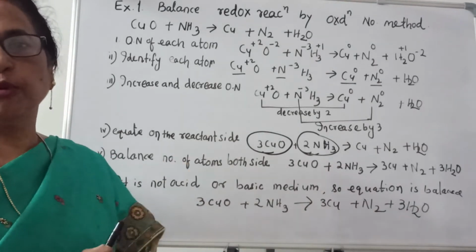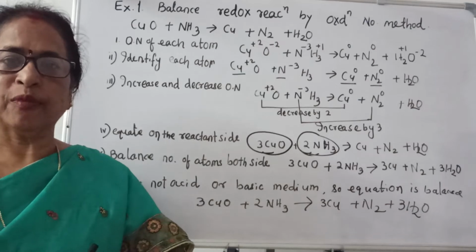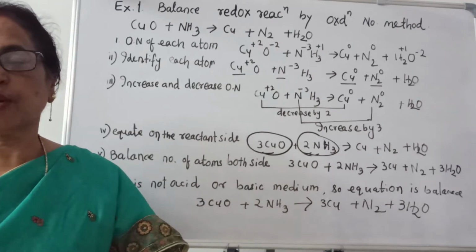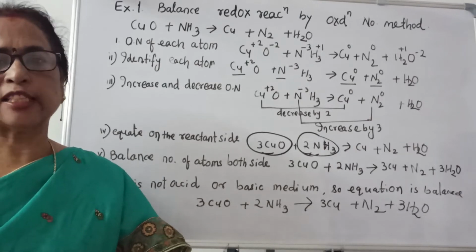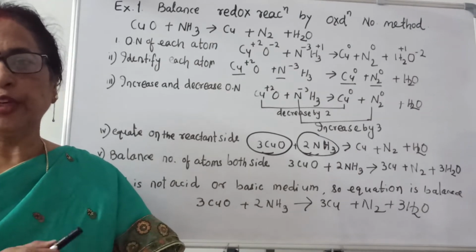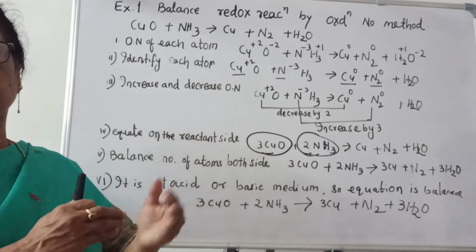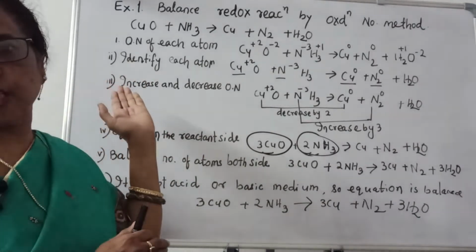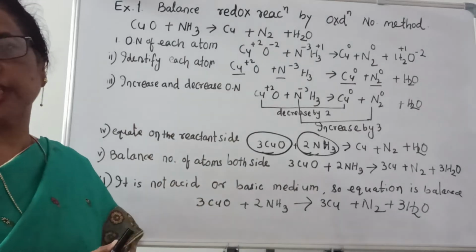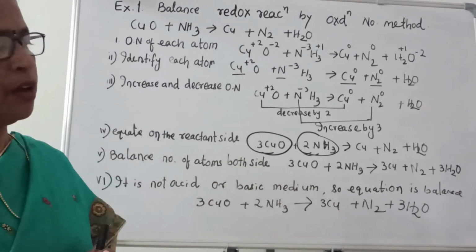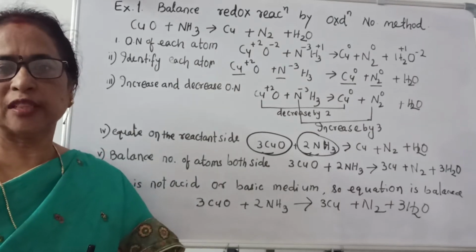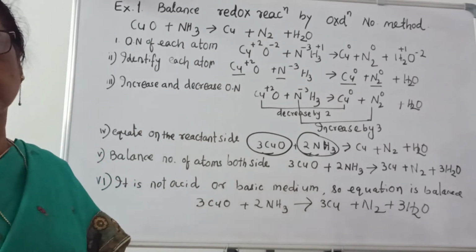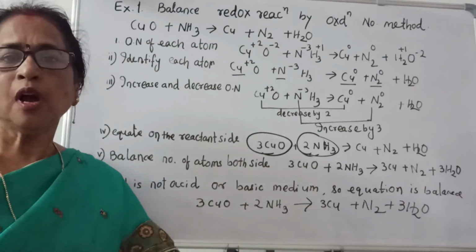Now example 1, that is balanced by the help of the oxidation number method. We will see other examples, and we will increase the complexity from simple. This is example 1, very simple, then we will see other examples where you can understand what are the steps involved to balance a redox reaction by the oxidation number method. Then we will go to other examples.